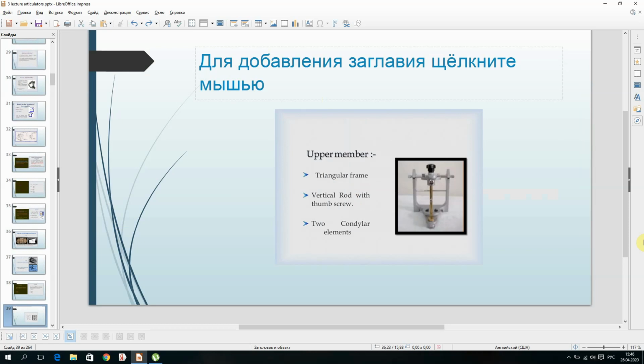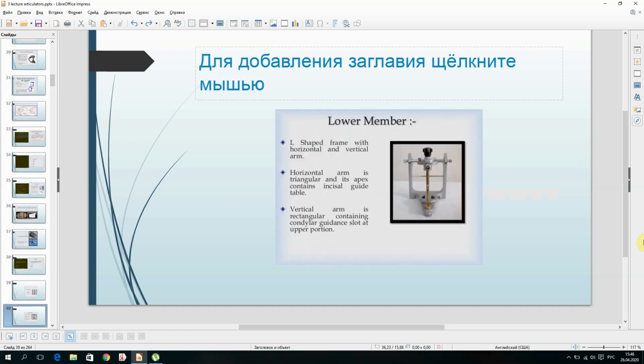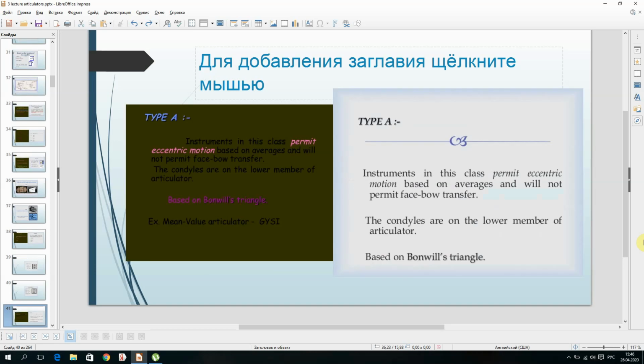Upper member: triangular frame, vertical rod with thumb screw, 2 condylar elements. Lower member: shaped frame with horizontal and vertical arm. Horizontal arm is triangular and its apex contains incisal guide table. Vertical arm is rectangular, containing condylar guidance slot at upper portion.